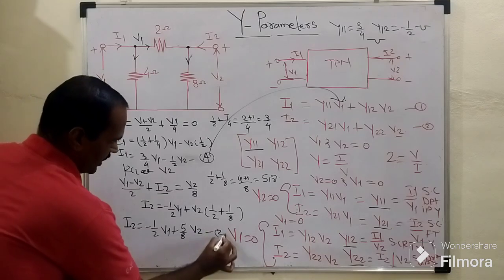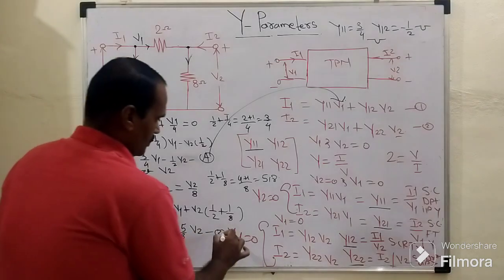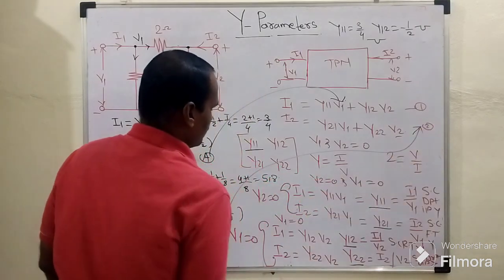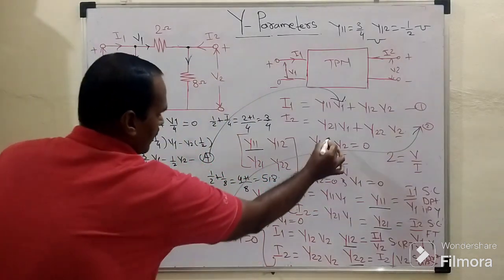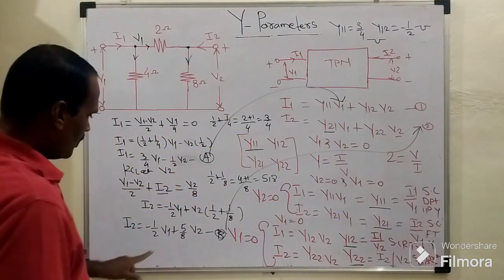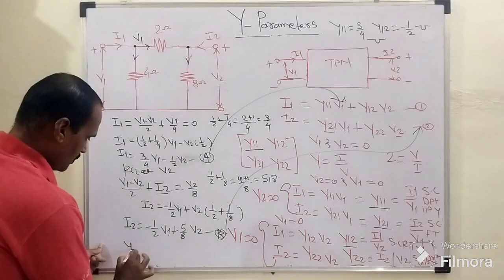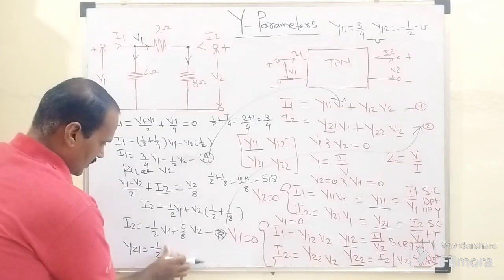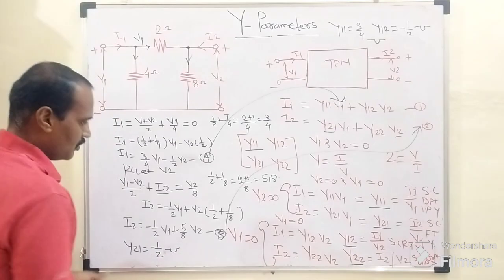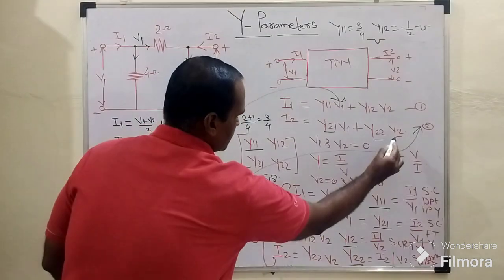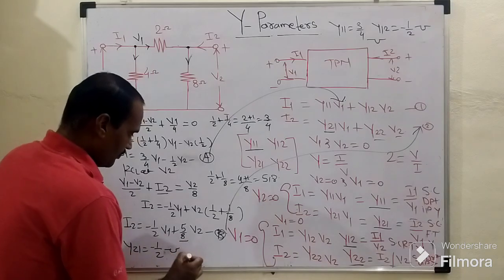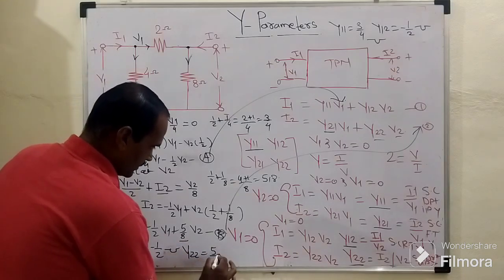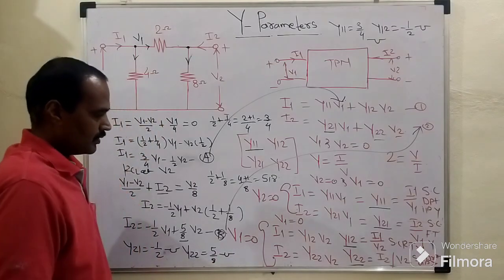When we compare this equation number 2, or equation B, with the system equation 2, we come to this conclusion: y21 is the coefficient of V1, so y21 equals minus 1 by 2, and the unit is mho. Similarly, y22 is the coefficient of V2, so I will write y22 equals 5 by 8 mho.